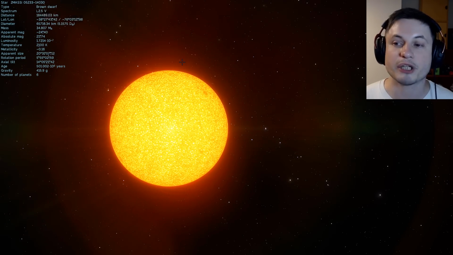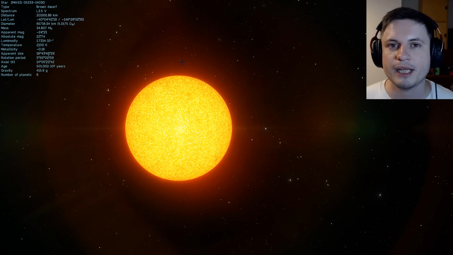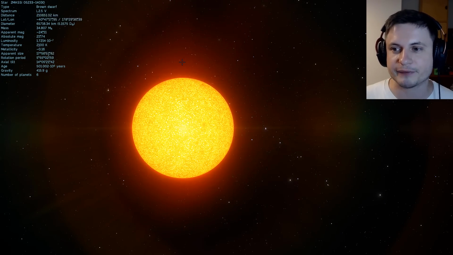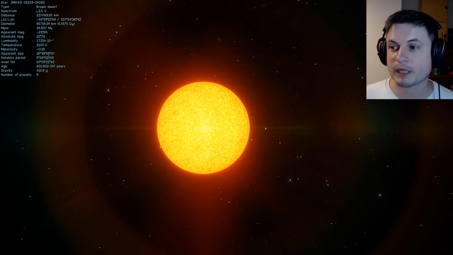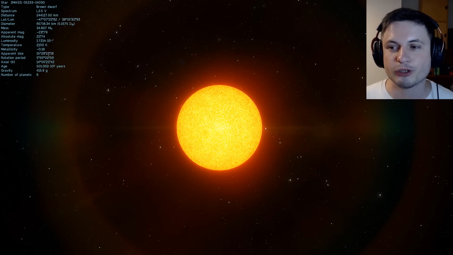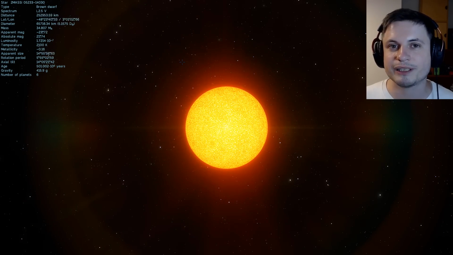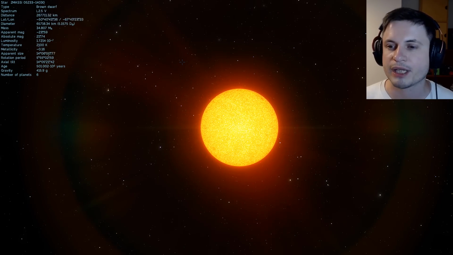As you can imagine, because it is so cool, as in, it's actually cold for a star, it doesn't produce a lot of light, and because of this, it's actually kind of hard to see it with a regular telescope. As a matter of fact, we never saw it with a regular telescope. We detected this with an infrared telescope, because it does still produce quite a lot of heat.